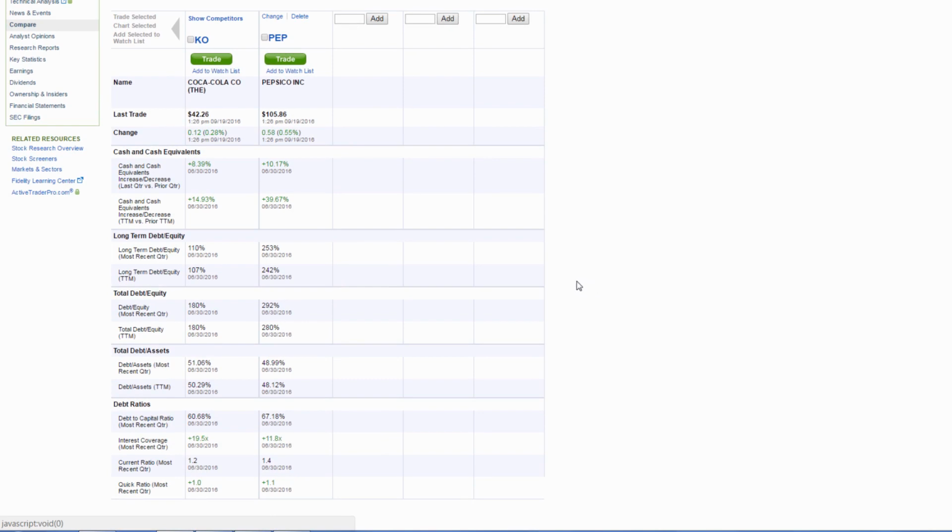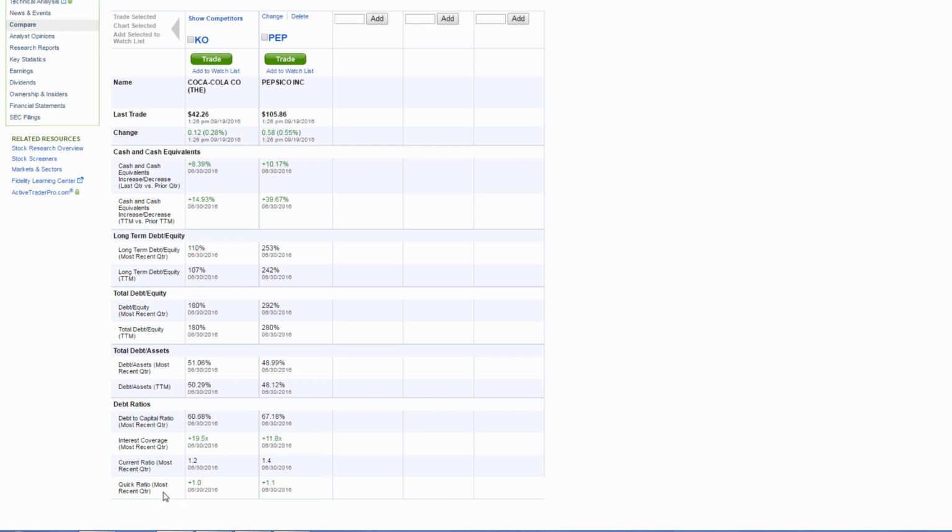So we're looking for the current ratio and the quick ratio. How good are we at paying our current bills? And they're both at the bottom here on this particular site. Current ratio for Coke, 1.2 versus 1.4. Once again, you want these numbers to be greater than 1.0, that you're making your debts.